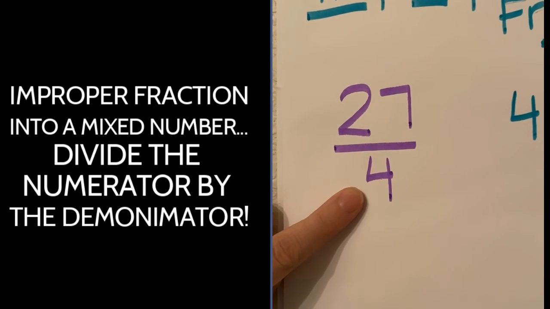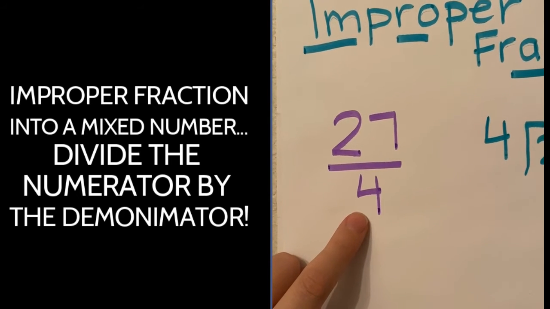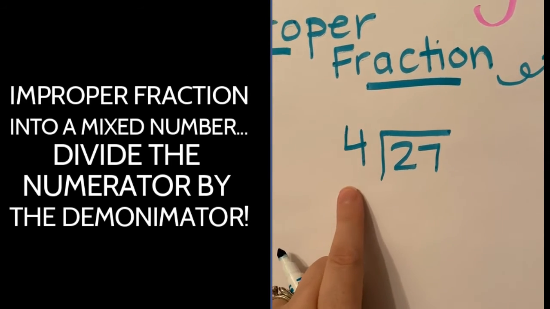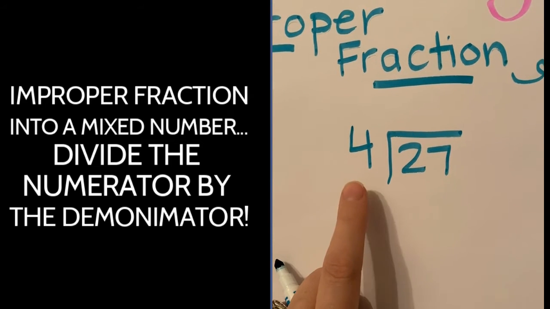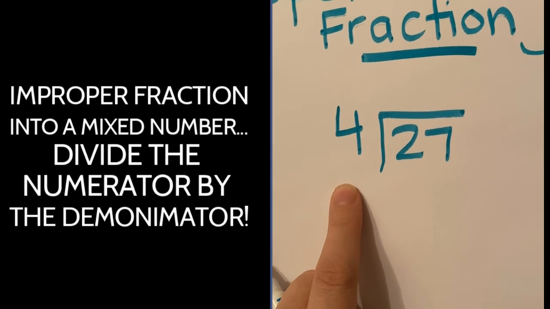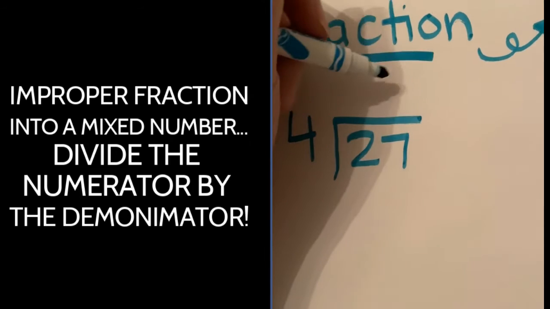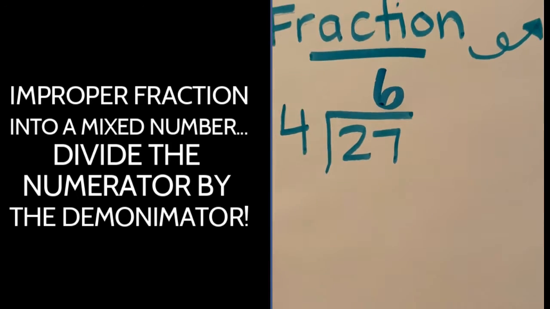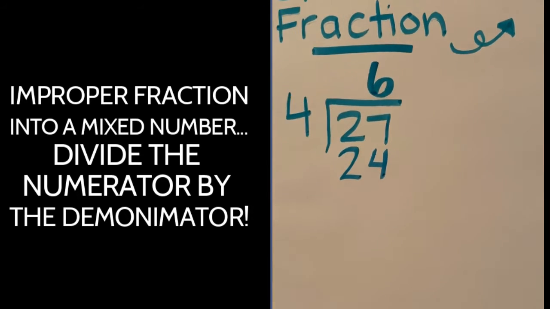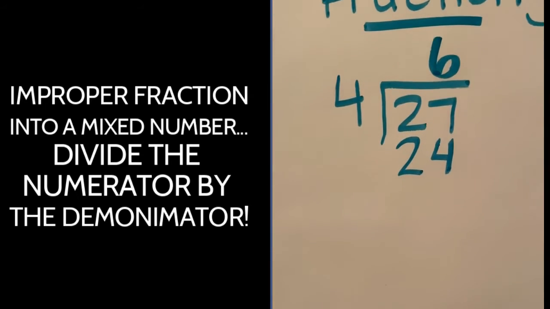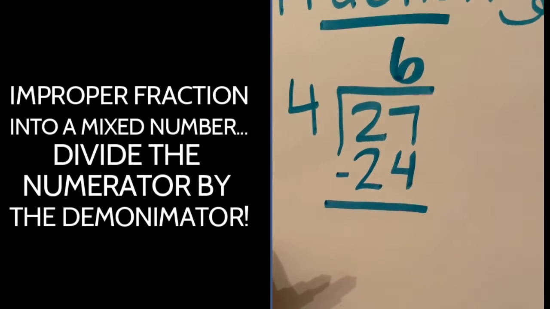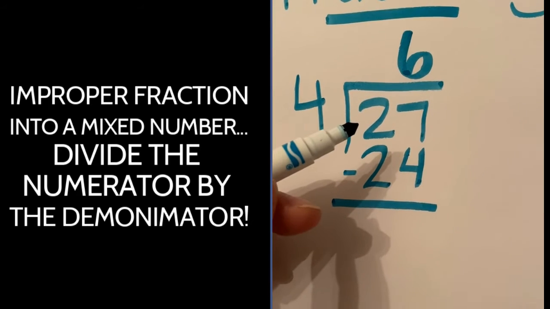So we are going to divide by the bottom, so divide by the denominator. So we're going to take 27 and divide it by 4. If I know my math facts, I know that 4 times 6 gets me really close, okay? So 4 times 6 gets me to 24. If I did 4 times 7, I would get 28, which means I would go over. So then I'm going to do regular division, and then follow my steps there.